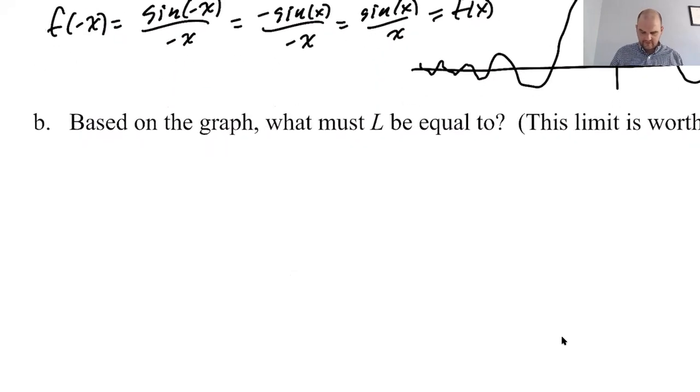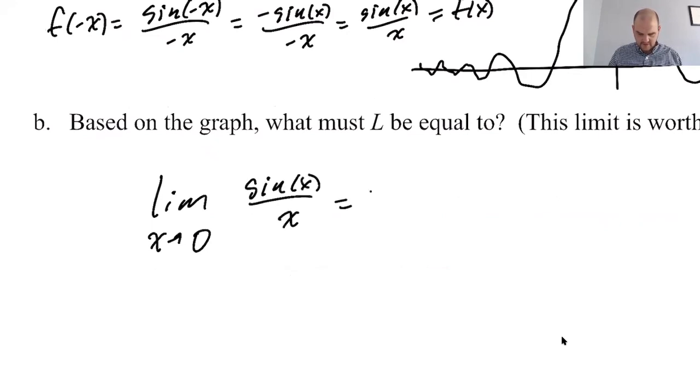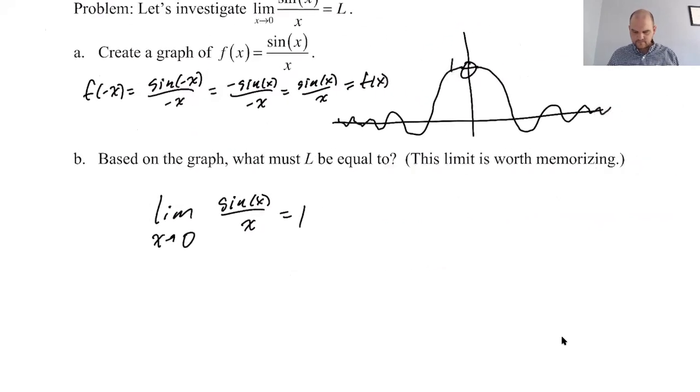Based on the graph, I would say that the limit as x approaches 0 of f of x, so sine of x over x, is equal to 1 for sure. You should memorize that limit. It's hard to come up with in any other way. Just memorize it. Sine of x over x.